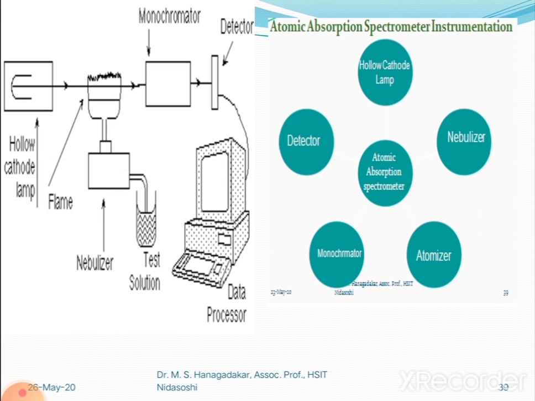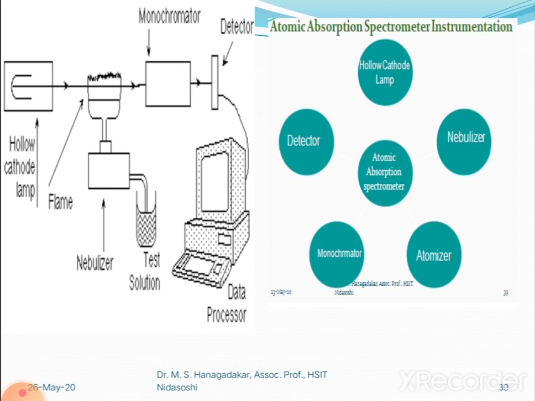Then the atomizer is the part of the instrument or flame system where the liquid component is converted into a solid residue. That solid residue decomposes to form the gaseous state. In the gaseous state, the elements are dissociated into the atomic state. That part is said to be the atomizer.